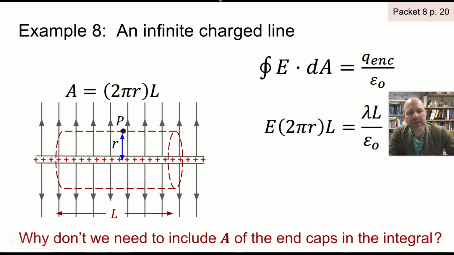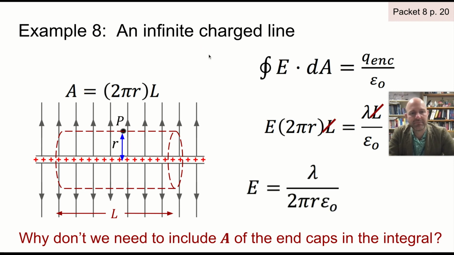We don't need to include the end caps. I'm saying we don't. But why not? Well, if we think about those two, if you cancel everything out, we get this relationship, lambda over 2 pi r epsilon naught. But again, why don't I need to worry about the end caps?